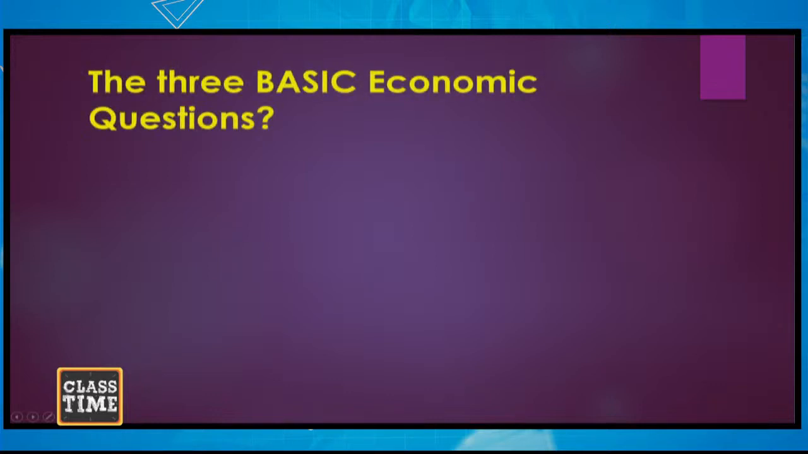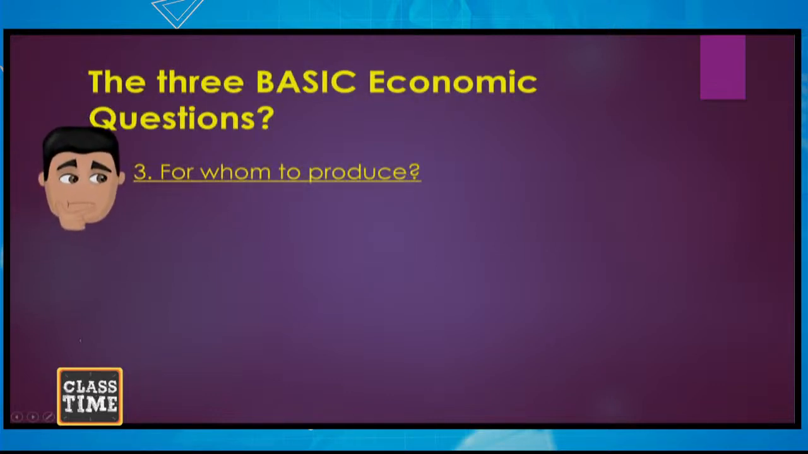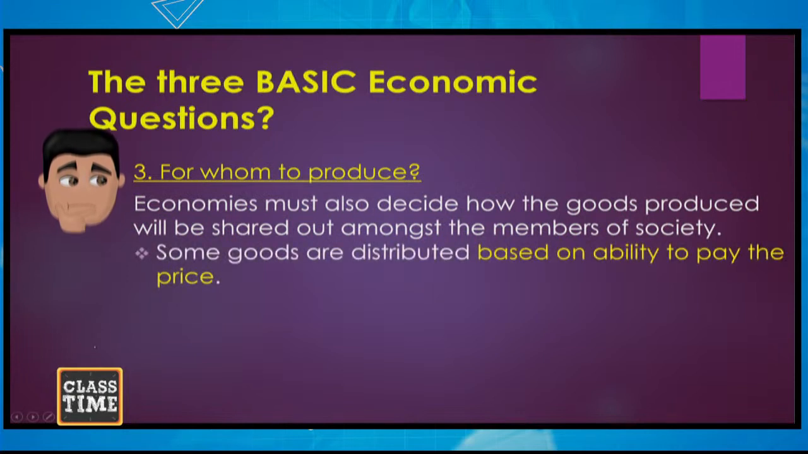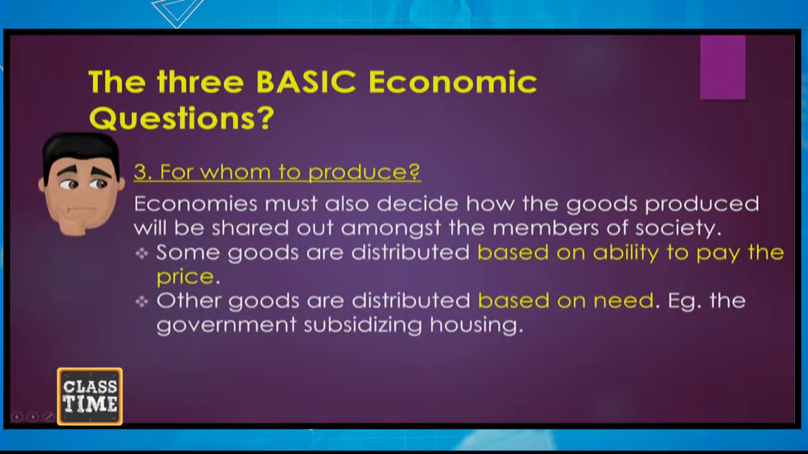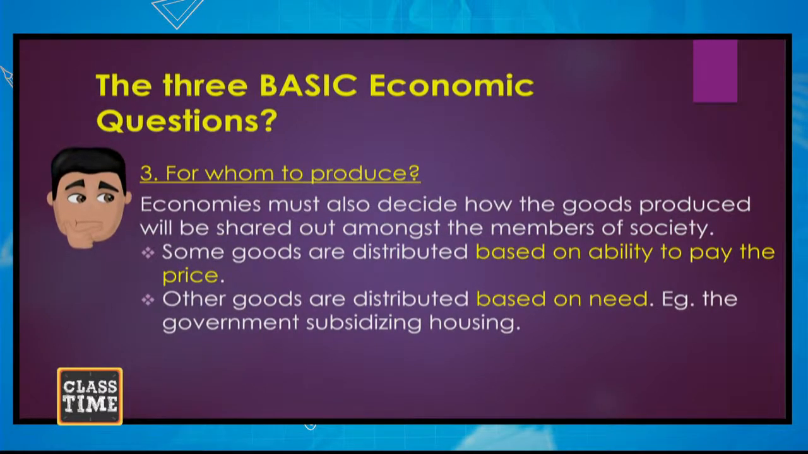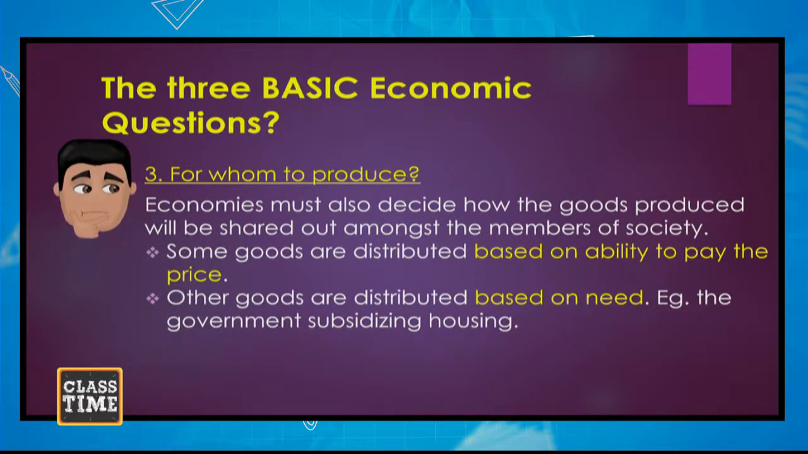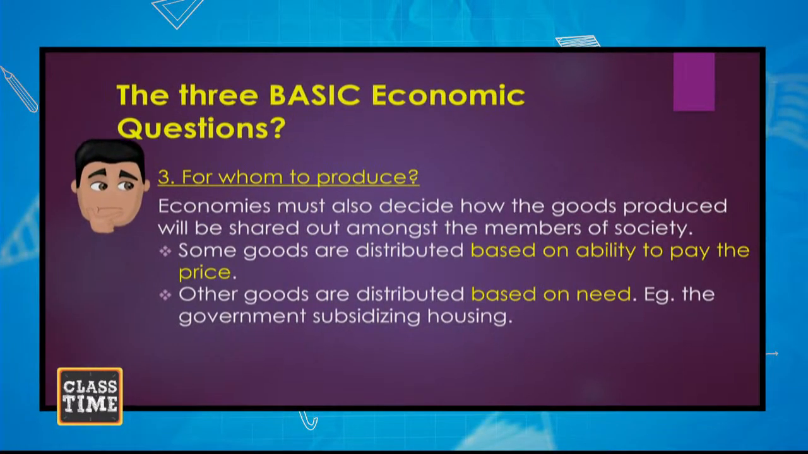And our third major economic question is for whom to produce. And we say that economists must decide how the goods produced will be shared amongst the members of society. So in looking at these types of economic systems that we will explore next, we will look at the fact that some of these systems decide for whom to produce, and some goods are distributed based on the ability to pay the price of those goods.